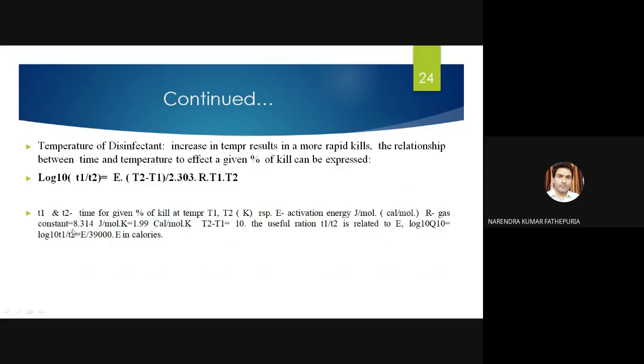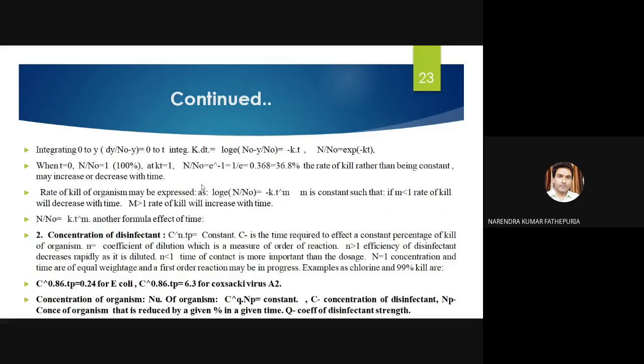R is the gas constant, that is 8.314 joule per mole Kelvin, or 1.99 in calories, and T2 minus T1 is equal to 10. The useful ratio is t1 by t2. This is one equation you can solve. There are a number of numericals given over there; you can check and solve one numerical on how to use this. On indiabix.com also a lot of numericals are given on chlorine doses, as well as the temperature of disinfectant and these constants, how to define the concentration of disinfectant, and how to define the rate of killing of organisms.